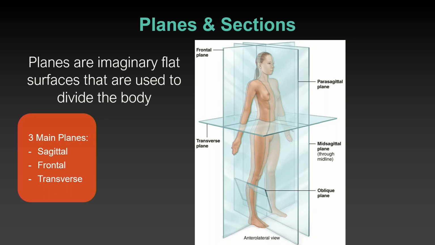Sagittal plane right on the midline, makes sense. And if it's not on the midline, it's called parasagittal. So I can still have a plane going through my left shoulder and through my left knee, separating my body into left and right halves. That would be a parasagittal plane because it's not on the midline.